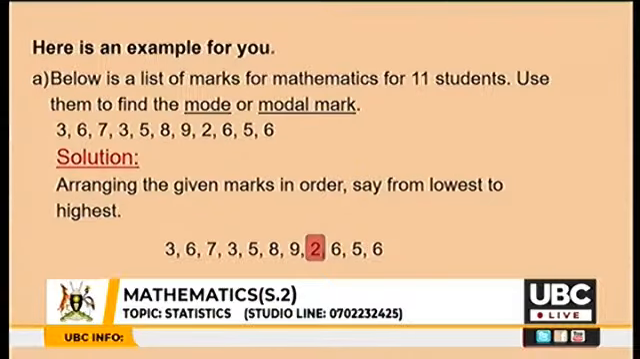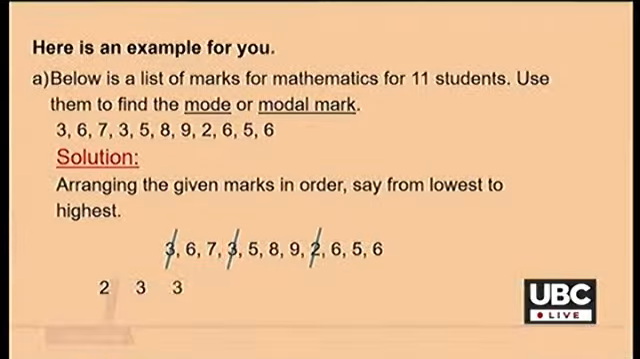So let's start with the lowest mark. Our lowest mark is 2. So we write it down. We see that 2 appears once, so write it once. We go to the next mark, which is a 3. How many times does the 3 appear? The 3 appears twice. So in arranging, we are going to start with a 2, followed by a 3 twice because it appears 2 times.